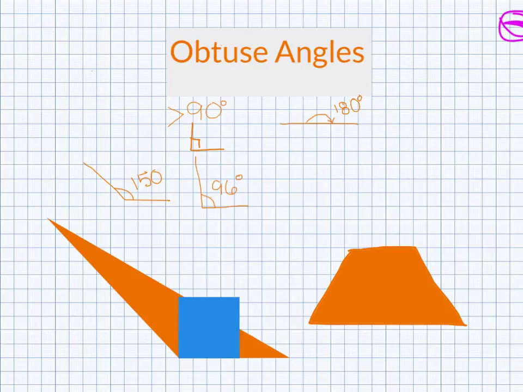I can take this square and I can move it over to my trapezoid, and I can see these corners right here. This right here is 90 degrees, but then we also have a little piece, which means it's greater than 90 degrees. So that is what an obtuse angle is.